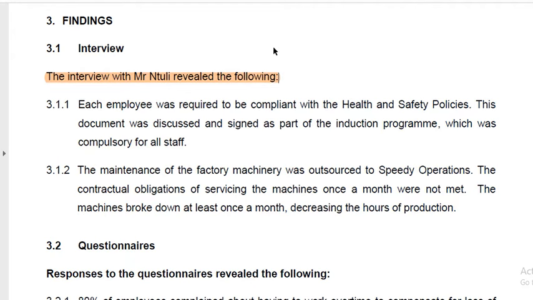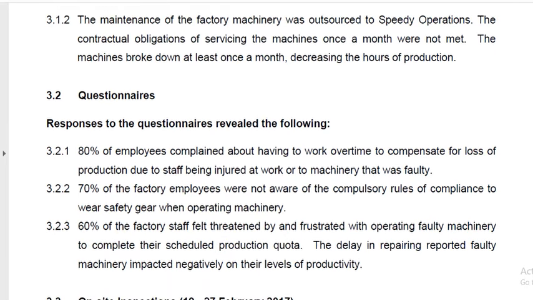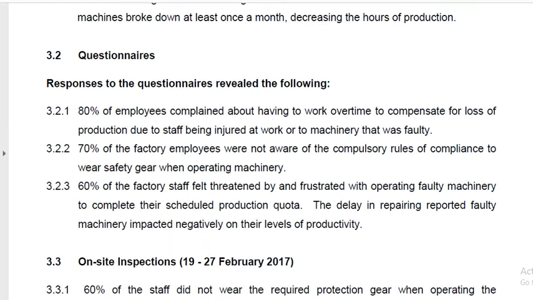All right. So what I want to explain here is when you have included questionnaires in your procedures, you need to make sure that everything that you write is in percentage. You see here, they say 80% of the employees complained about having to work overtime to compensate for loss of production due to staff being injured at work or to machinery that was faulty. You see, everything is just in percentage. So you must make sure that everything that you write yourself is in percentage as well.